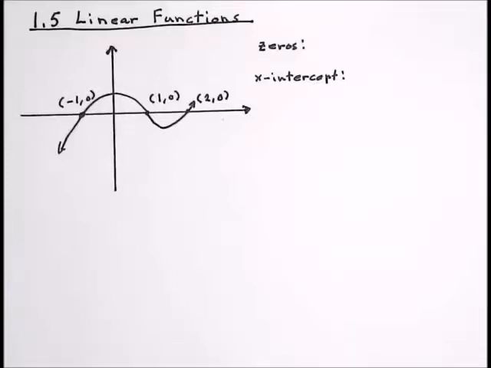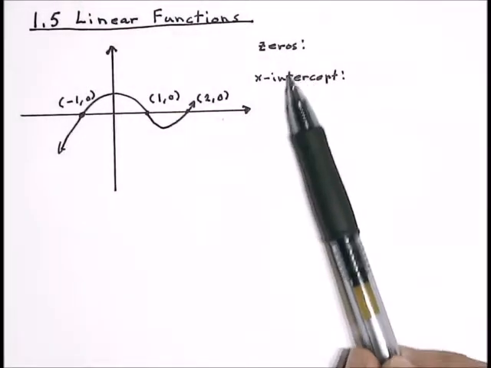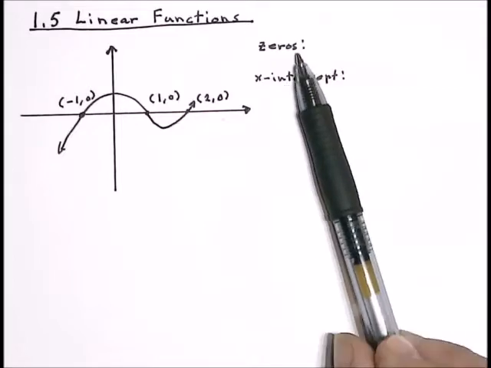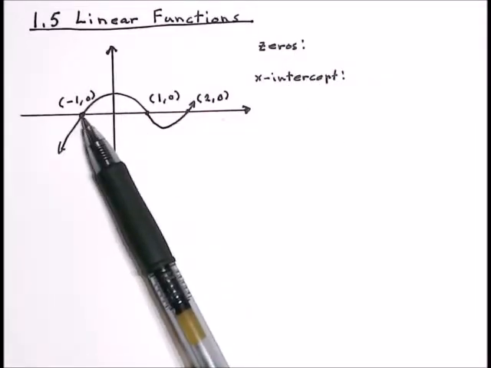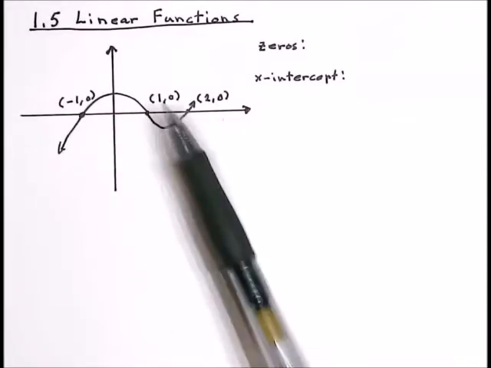Section 1.5 is called linear equations. In this section, you will be finding zeros and x-intercepts. Zeros are those places where the y value is 0. In this particular equation, at -1, 1, and 2.